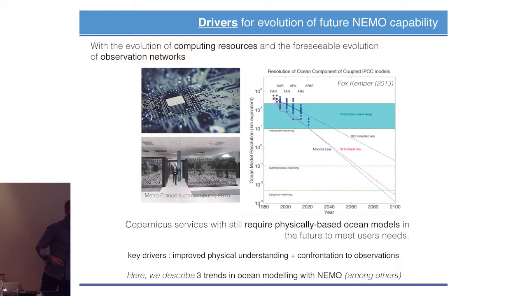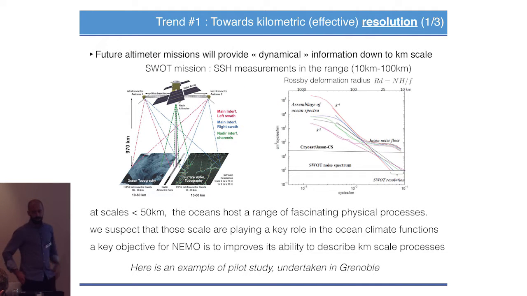And for improving them, my personal perspective is that the key drivers, there are two of them. We need to improve our physical understanding of the ocean and to translate that into bits of code in NEMO. And we also need to build that physical understanding from the confrontation to observations. I will here describe 3 trends, things that have been happening over the last 5 years that somehow are likely to imprint the evolution of CMEMS products in the future. This is just a selection. I could have picked other examples. So trend number 1 is getting toward kilometric effective resolution.